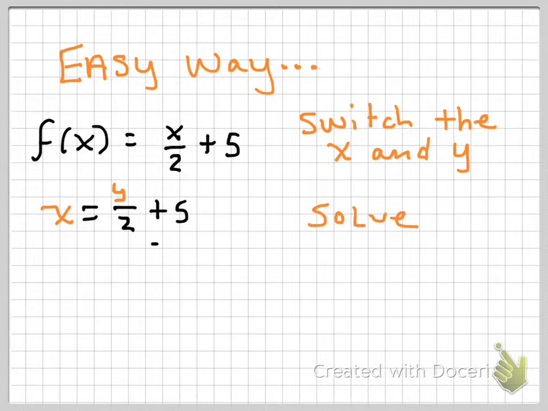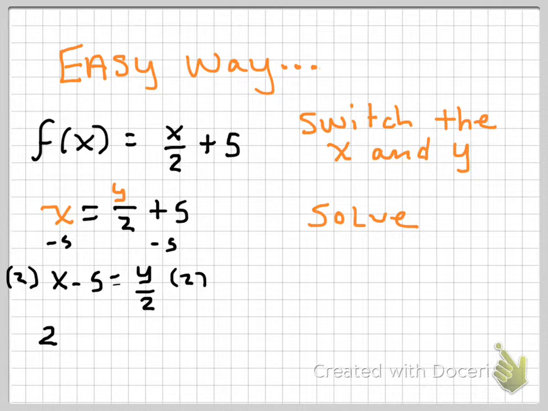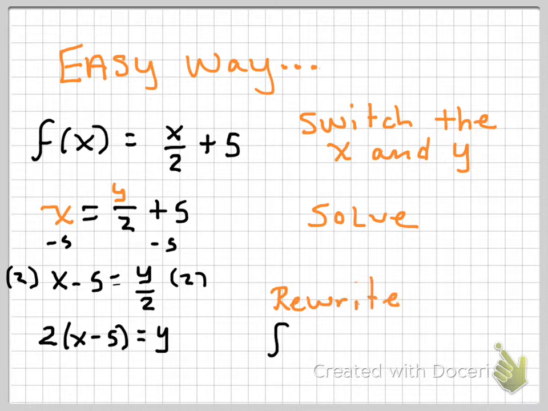Next thing I do is I solve it. I'm going to subtract 5 from both sides. x minus 5 is equal to y divided by 2. Multiply both sides by 2 so that I have y all by itself. And notice I have 2 times (x minus 5) is equal to y. And last thing I'm going to do is rewrite it so that f inverse of x, or the inverse of f, is 2 times (x minus 5).